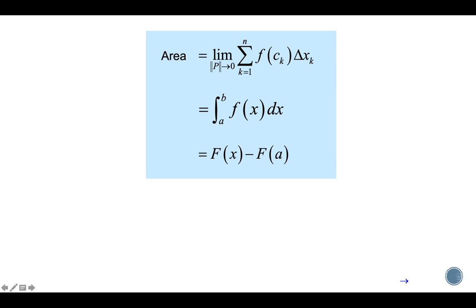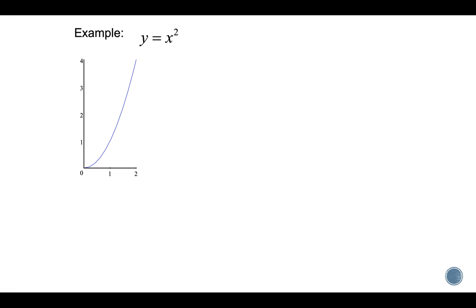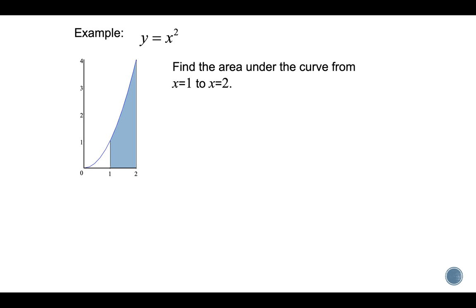So the integral from a to b of f(x) dx is equal to the antiderivative at b minus the antiderivative at a. So let's look at y equals x squared. Find the area under the curve from x equals 1 to x equals 2. All right, so we want to find the integral from 1 to 2 of x squared dx.